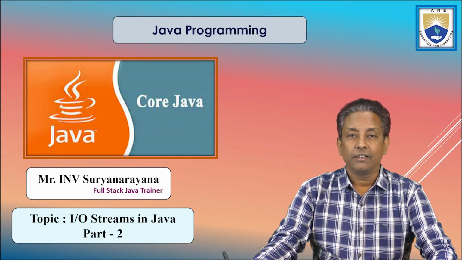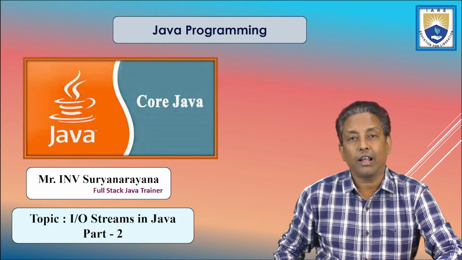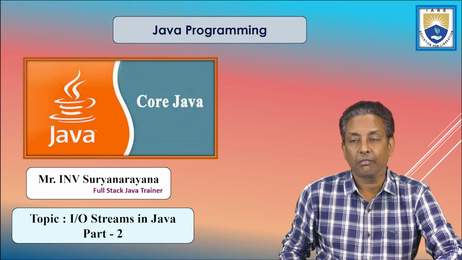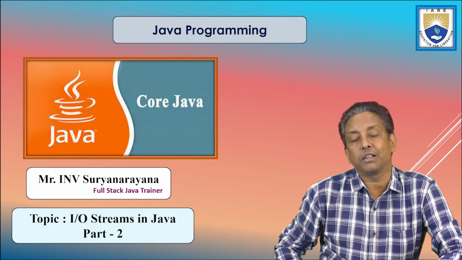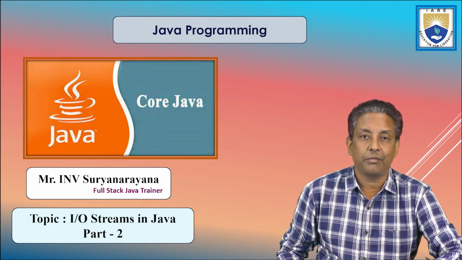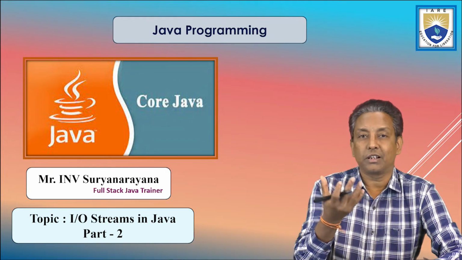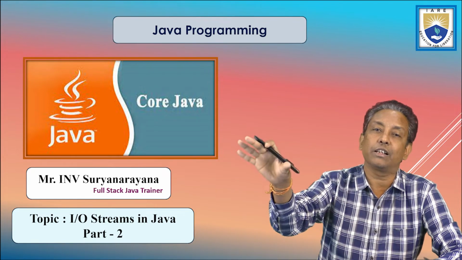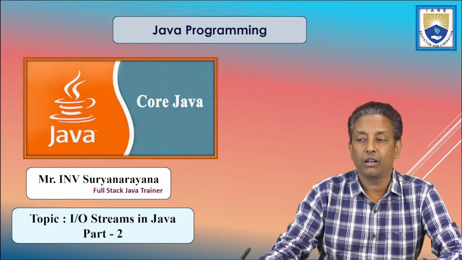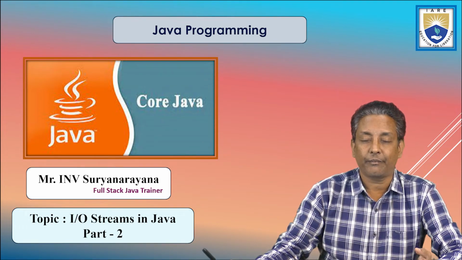Hi, this is our second presentation on IO streams. In the last video, we discussed what an input stream is and what an output stream is. Input stream reads from various sources. Output stream writes onto various destinations. You may ask me what the various sources and destinations are.